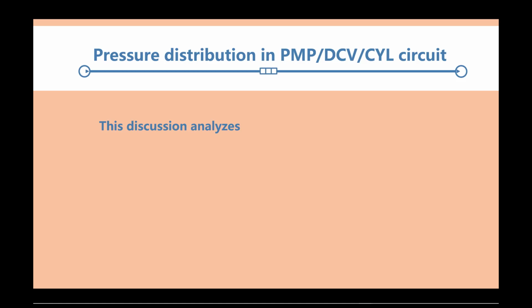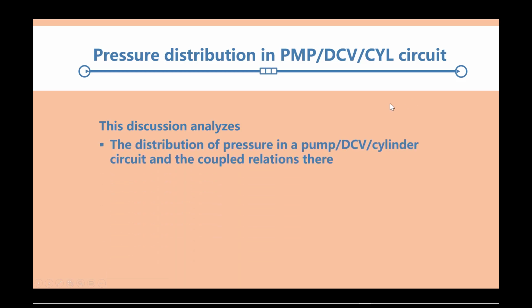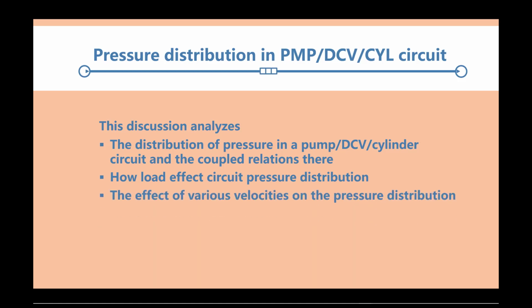So what we'll look at is a circuit that contains a pump driving a cylinder through a directional control valve. There are a number of not complicated relationships, but the interconnection between the relationships is a little bit tricky, so it's worth looking at it and learning it in detail, especially since this is a very common circuit. We're going to see how the load affects the pressure distribution in the circuit.